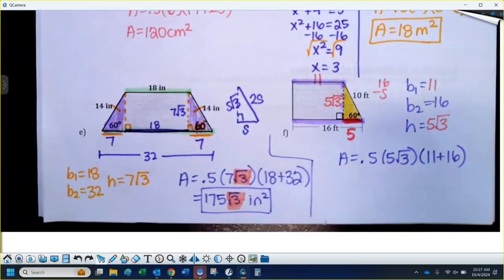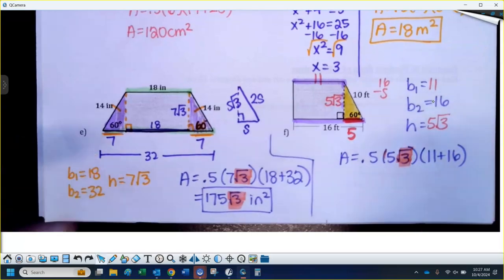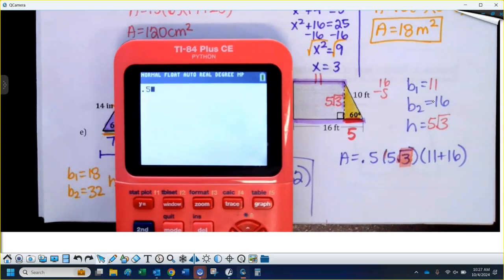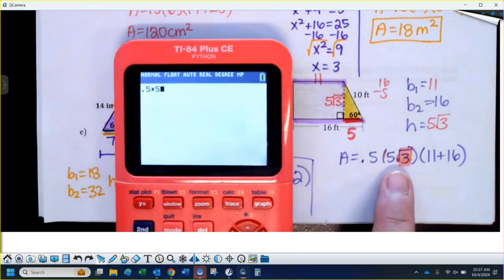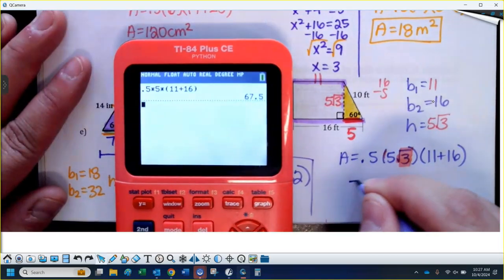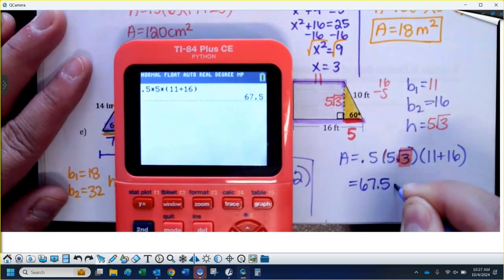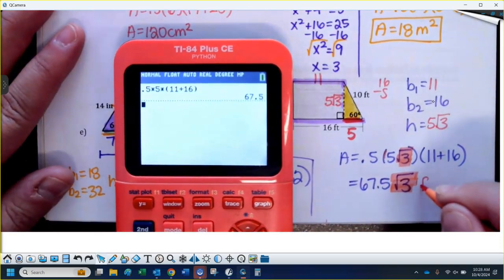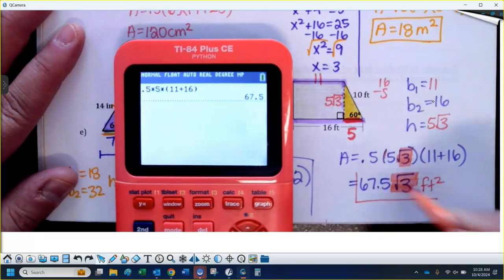So as you type this in the calculator, don't involve the radical 3. Type everything else like we were doing in the last couple questions. Do half times the 5 that's out in front of the radical, and then times the bases added together, 11 and 16. This is not a nice number, that's okay. We're just going to write 67.5, and then you just put the radical 3 back into the answer, just like that. We just didn't include it. This leaves it in radical form. This would be feet squared for your label based on the diagram.